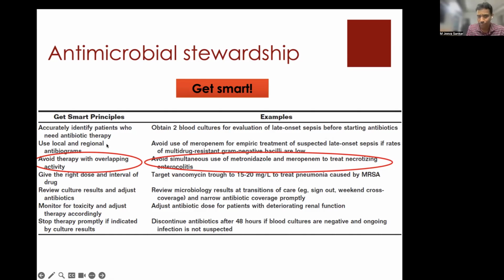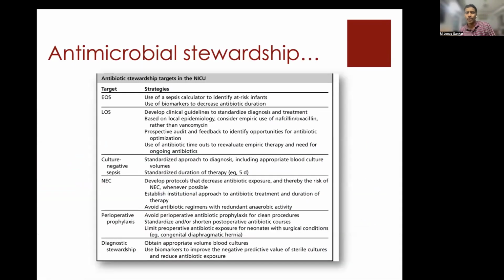Use the local antibiogram, of course, and the right dose, right interval. Review culture reports and then de-escalate the therapy. Monitor for toxicity, adjust the antibiotic therapy accordingly, and stop therapy if the culture reports are negative. So start believing in your culture reports. And these are some targets, the strategies by which you can actually have an antibiotic stewardship program in your unit.